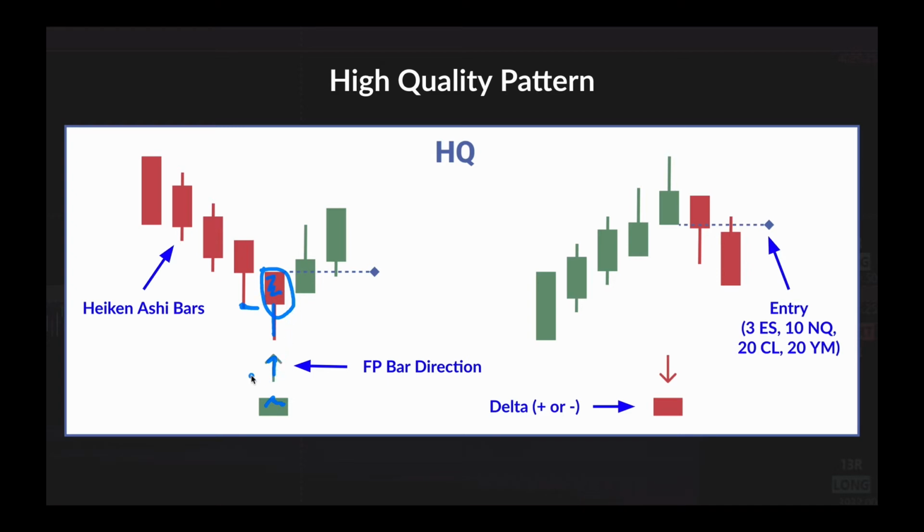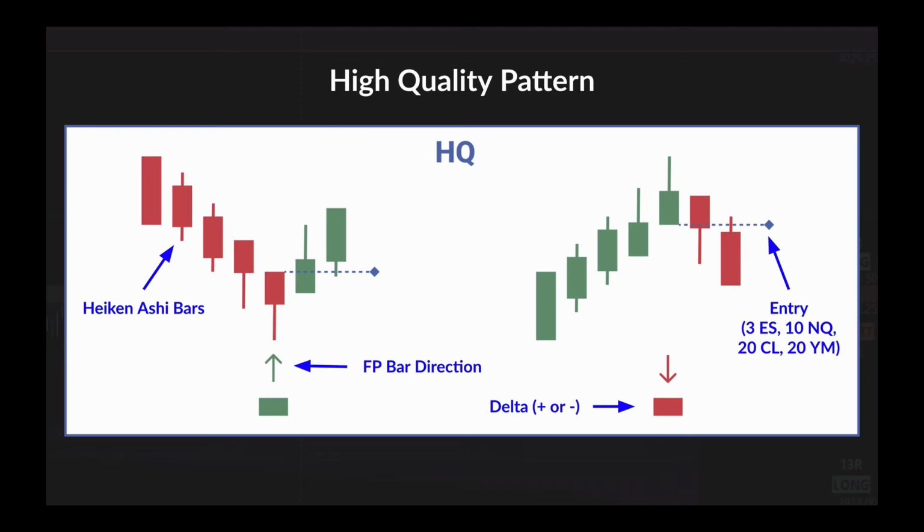And I want to see my footprint bar be green, and I want to see my delta on that bar be green as well. Okay, and then I can place a limit order, 1 tick above the high of this bar, as long as it's within these parameters right here. Okay, so that's what I'm looking for, and that's what a high quality pattern would look like.